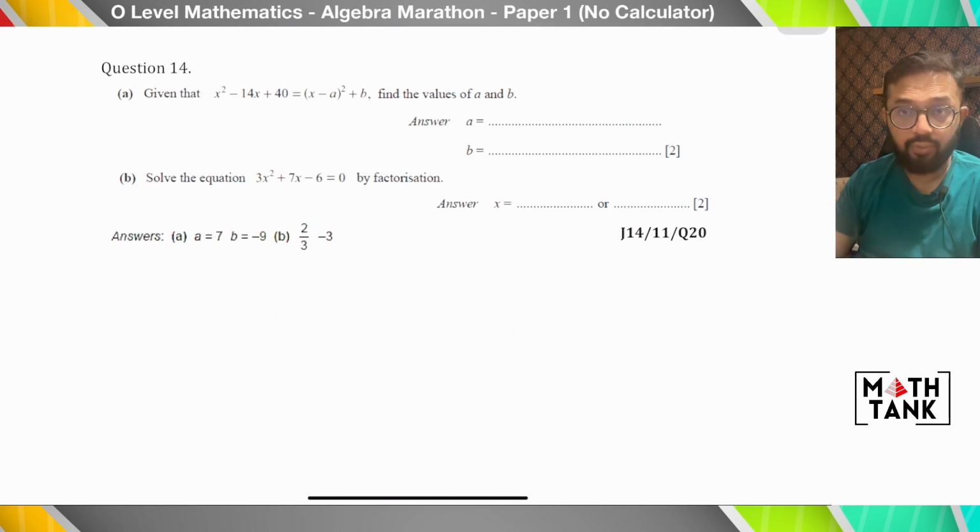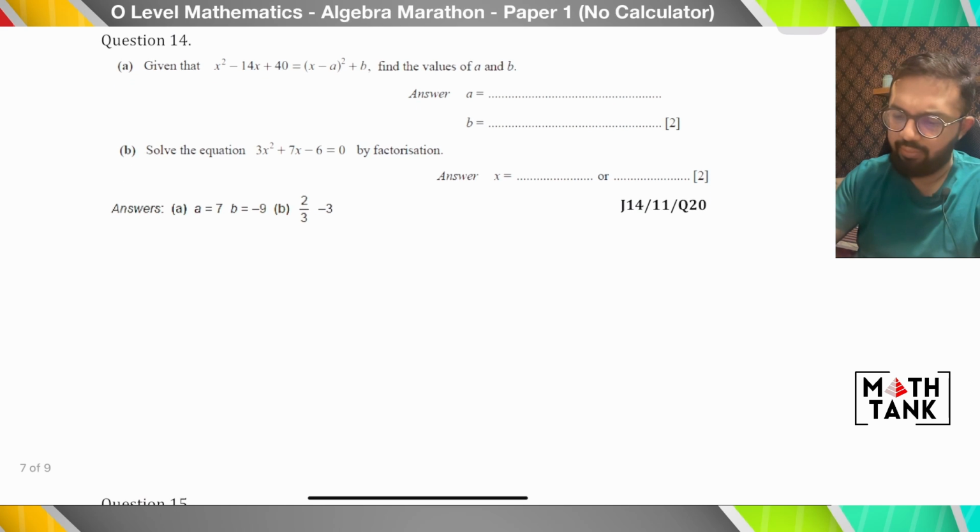Okay, question number 14 is then the first part says given that this, find the values of a and b. This question is about completing the square. Now we've learned the process of completing the square. So what I am going to do is I'm going to try to replicate that process. I'm going to say that x square minus 14x plus 40 has to be closed into a bracket that says x minus a whole square. So I'm going to start breaking, and I'm going to say that I have a square.